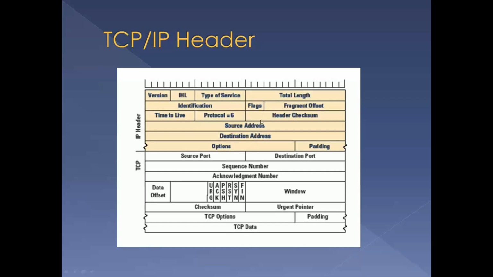Over here we have flags and fragment offset. Flags, in this case IP flags, are different than TCP flags. This flag basically determines whether or not the packet is fragmented. So it's either DF, don't fragment, or MF, more fragments.